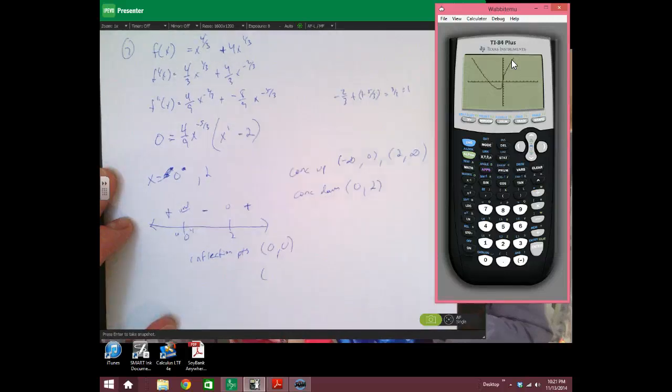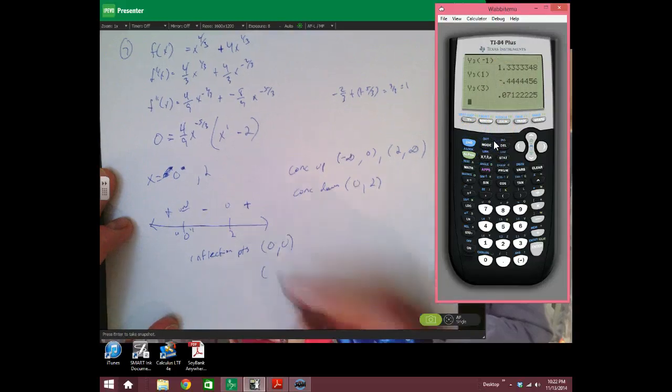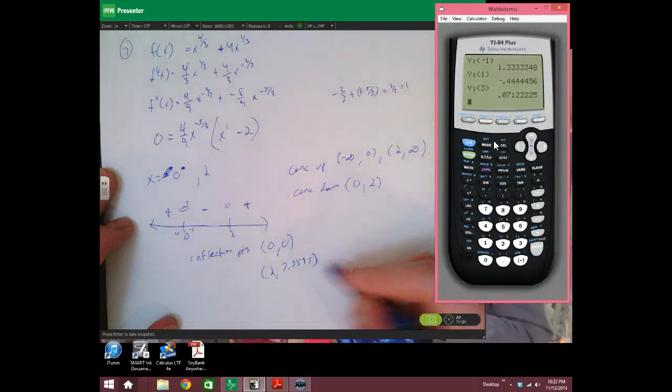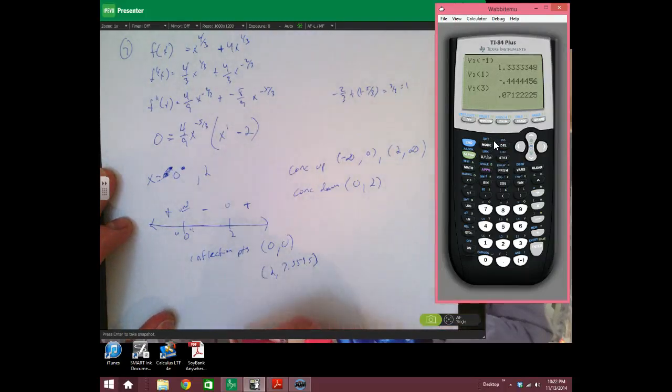is 2. So I have to do y1 of 2. I can do it here on the calculator real quick. Which doesn't give us a great value. I can go to the table as well. y1 of 2 is 7.5595. If we want to do exact values, we could do 2 to the 4/3 plus 4 times 2 to the 1/3.